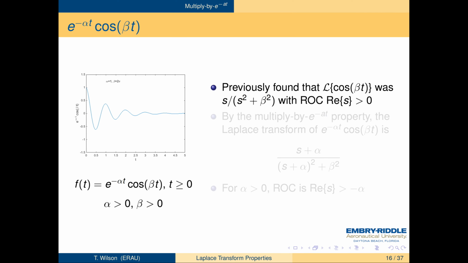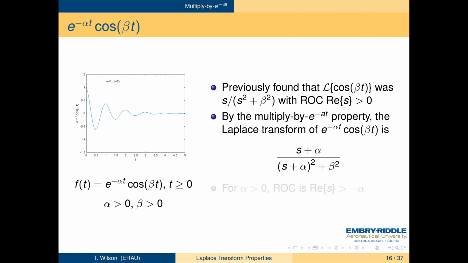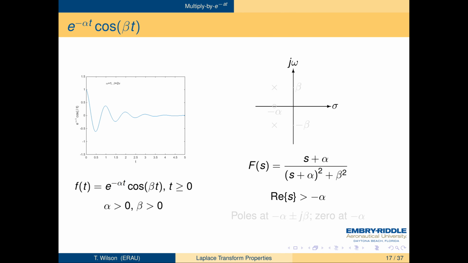For example, we saw earlier that the Laplace transform of cos beta t is s over s squared plus beta squared. Using the multiply by e to the minus at property, the Laplace transform of e to the minus alpha t cos beta t is s plus alpha over quantity s plus alpha squared plus beta squared, whose region of convergence for the Laplace integral is real part of s greater than minus alpha. In the pole zero plot, the poles and zeros of cos beta t are shifted left from their original locations along the j omega axis to minus alpha plus or minus j beta for the poles, and minus alpha for the zero.